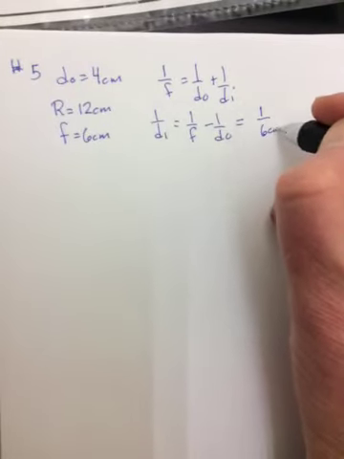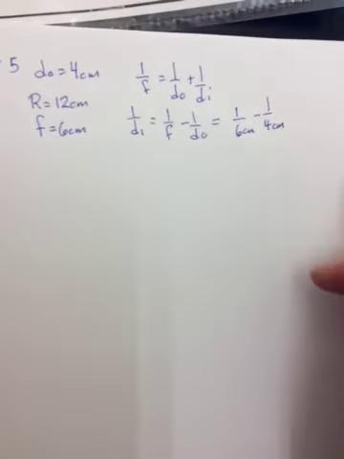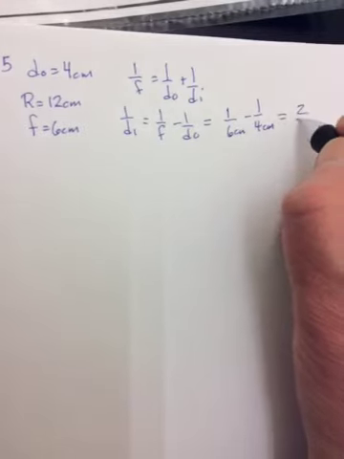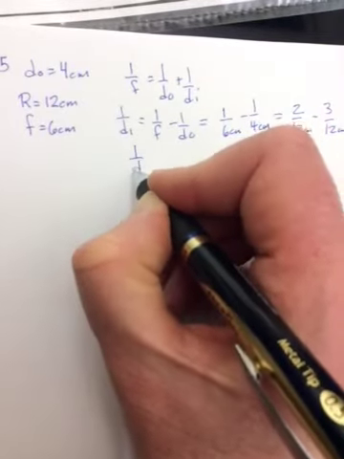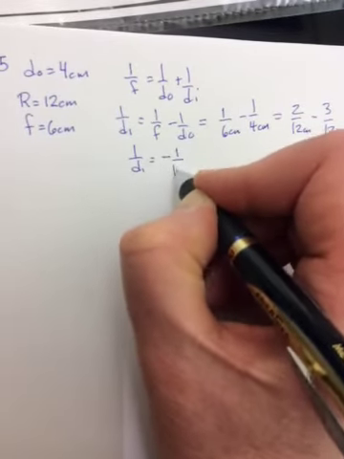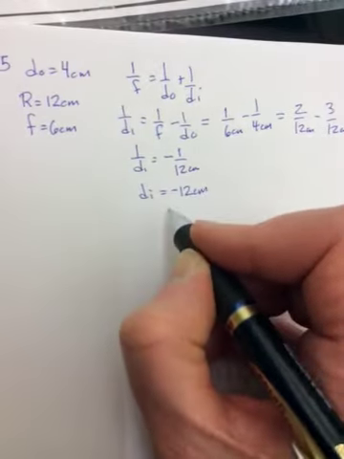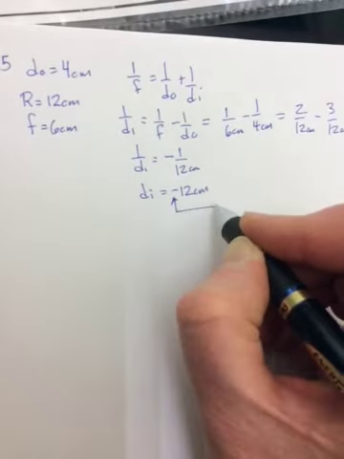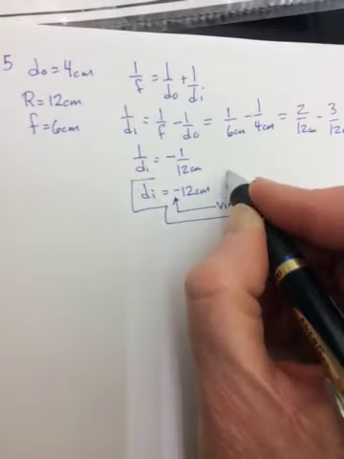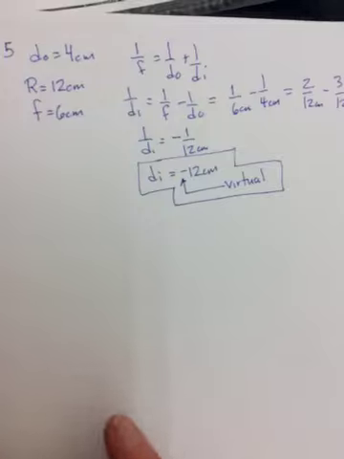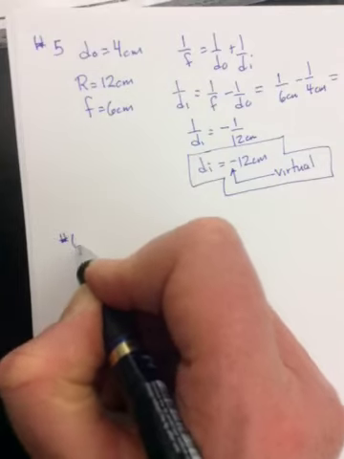So 1 over 6 centimeters minus 1 over 4 centimeters. Common denominator should be 12. So this will be 2 over 12 centimeters minus 3 over 12 centimeters. So 1 over di is equal to negative 1 over 12 centimeters. So di is equal to negative 12 centimeters, where the negative means virtual. Okay? So on the di, it means virtual. When it's on a magnification or a height, unfortunately, it means inverted.